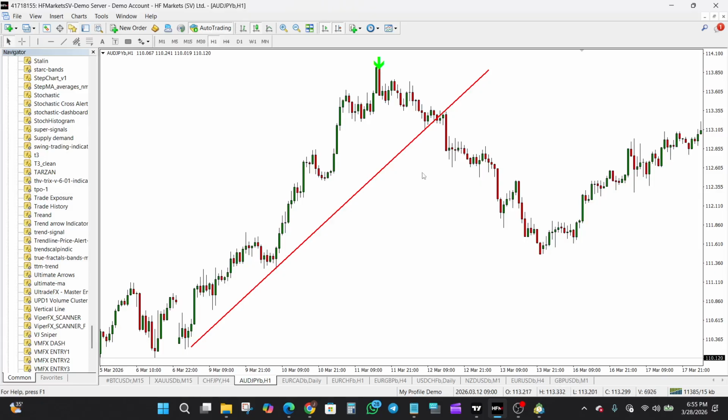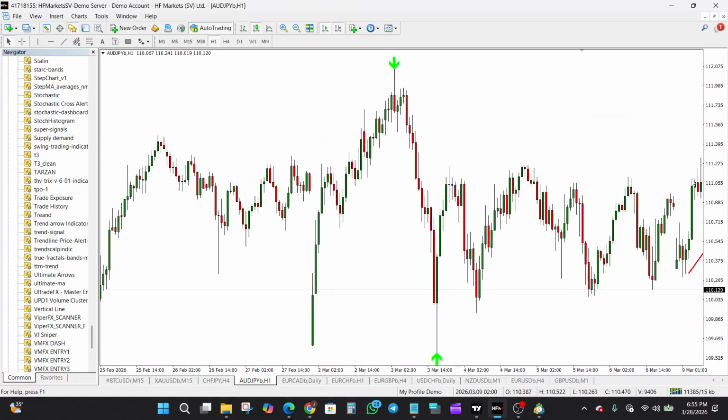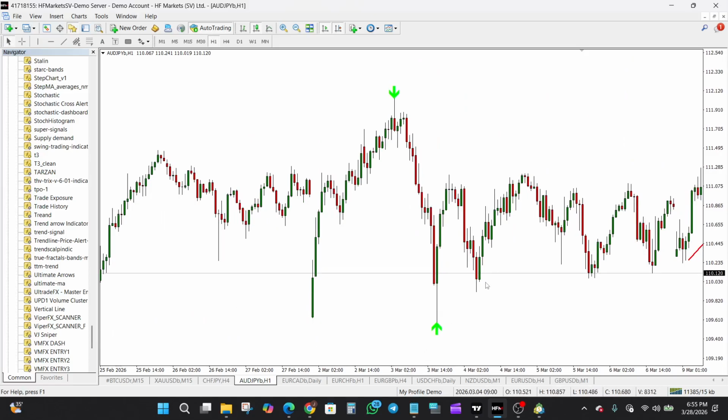All right, so when the indicator plots a downward arrow, it's a sell signal, but it's better to also get sell confirmation before selling. All right, and when the indicator plots an upward arrow below the candlestick, it's a buy signal, but it's also recommended to get additional confirmation before executing the buy trade.